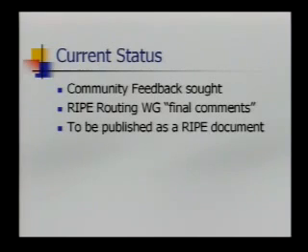So the current status: we're looking for your feedback. Drop us an email directly or join the routing working group mailing list at RIPE. It's currently in the final comment stage. If there are no more comments, this document will be published as a RIPE document and hopefully can be useful for recommendations for the industry.